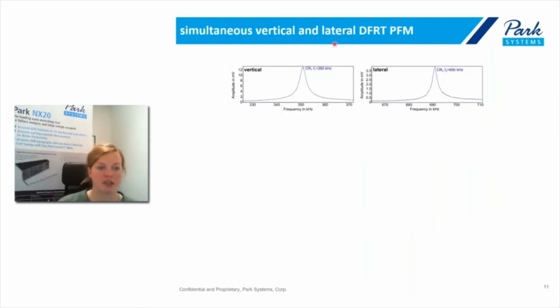So another advantage of this DFRT PFM is that we can do vertical and lateral PFM measurements at the same time. So shown here is the vertical contact resonance on the same sample, the BFO sample, and the vertical contact resonance is at 350 kilohertz. The lateral contact resonance is at 690 kilohertz. Now, for both of these resonances, we can generate our two sidebands, left and right, and have two different feedbacks running, one for the vertical contact resonance and one for the lateral contact resonance.